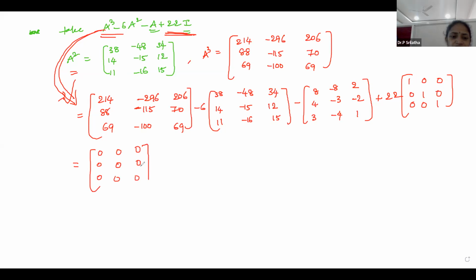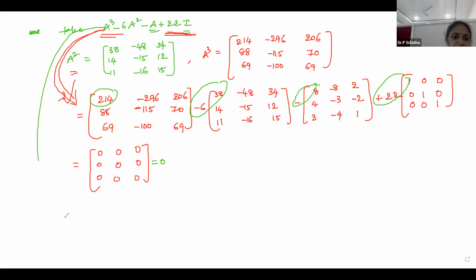Otherwise you can check. So randomly you can choose the first row, first element. In every matrix, you have to take the first row, first element. So after solving this, you will get a null matrix. Okay. So check once and tell me whether it is correct or not. So zero matrix means this will be equal to zero.